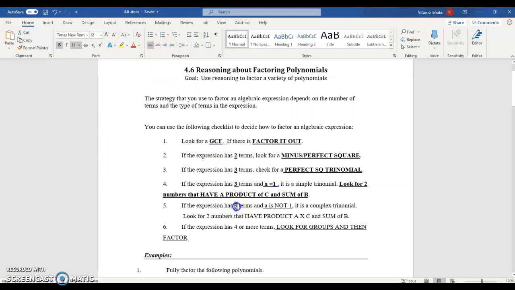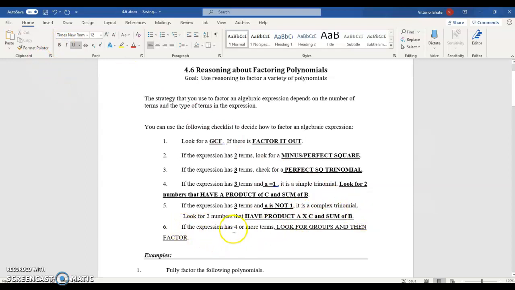If there's three terms and a is not 1, then that means you have your complex trinomial, and you have to do that trick where you multiply the c value by the a, and you want to find the two numbers, the products, where the product will give you a times c, and the sum still gives you b, and then maybe you could use decomposition if you need to.